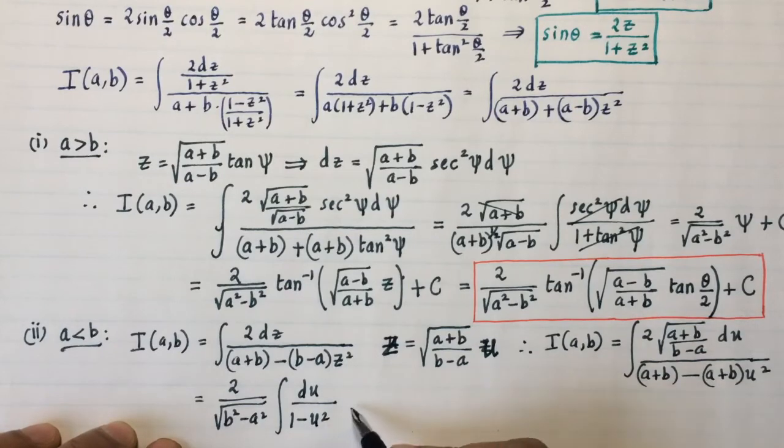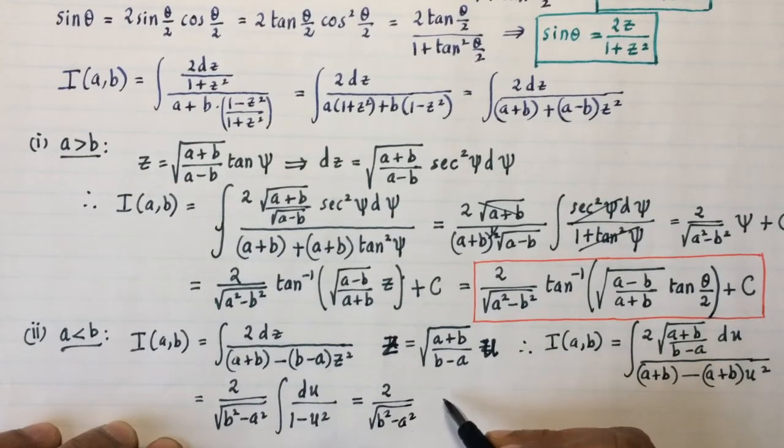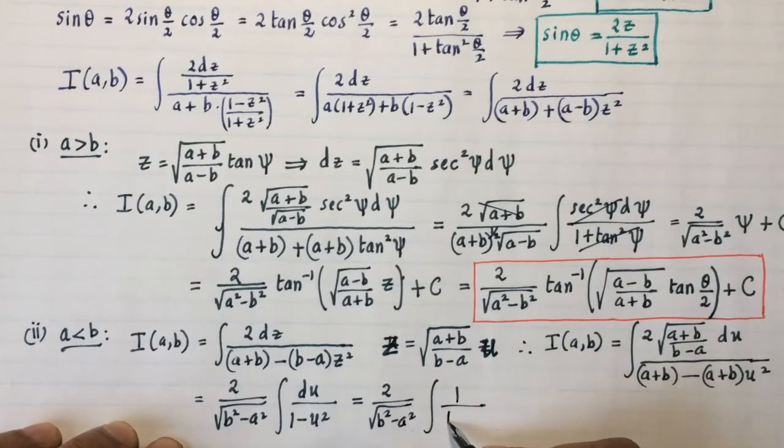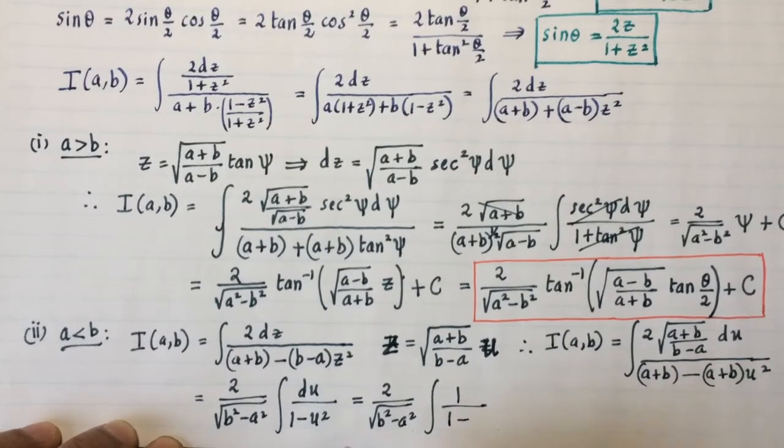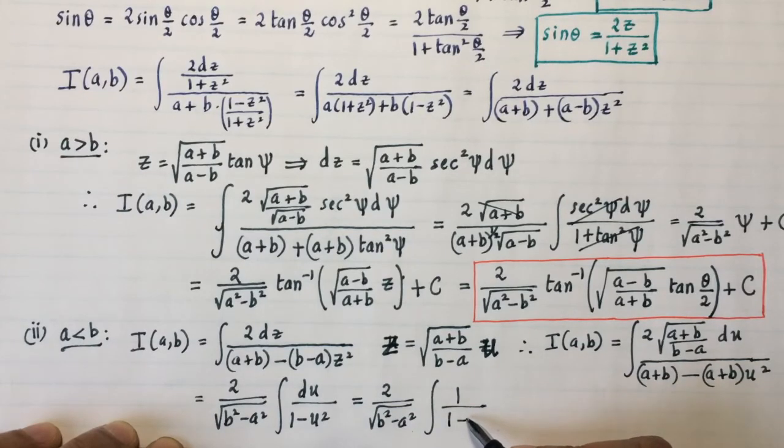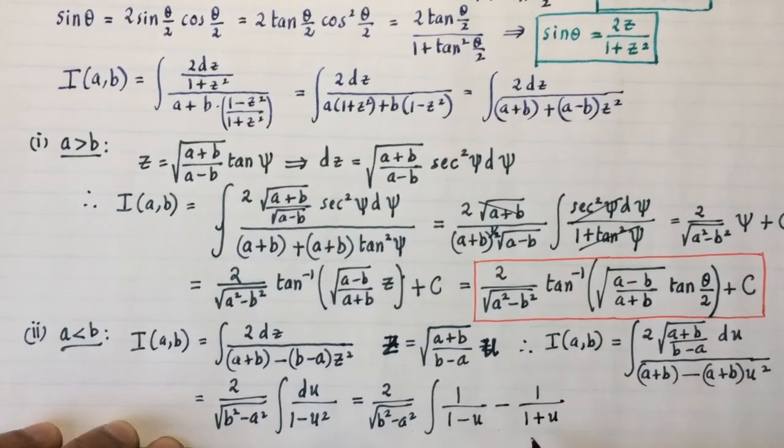Well, that is easy to do by partial fractions. So this is just going to be 2 over square root of b squared minus a squared. And let me do this by partial fraction decomposition. The answer is actually simple enough to just guess. The denominator is 1 plus u times 1 minus u. So I can write this as 1 minus u. I don't know if it's plus or minus, so I'll keep that as an unknown, 1 plus u. Now let's see what happens.